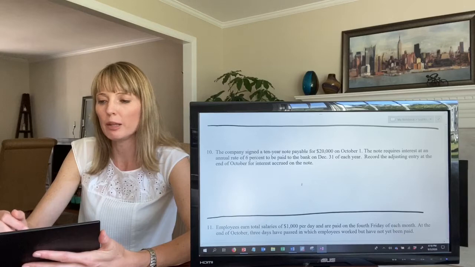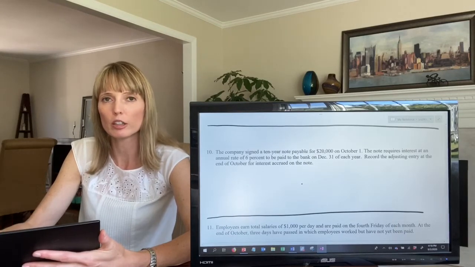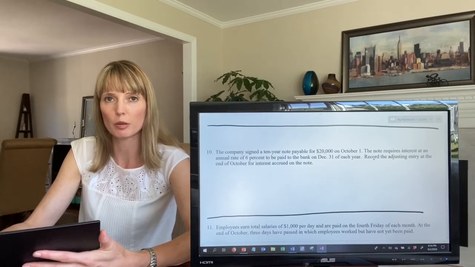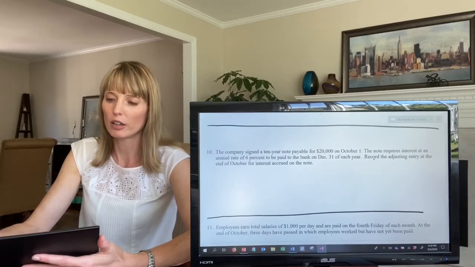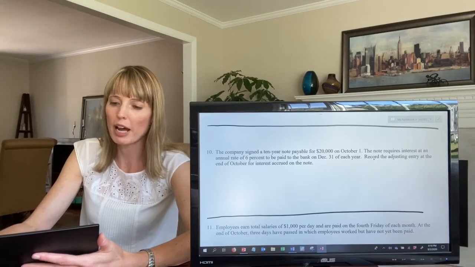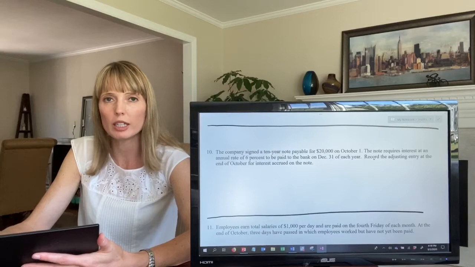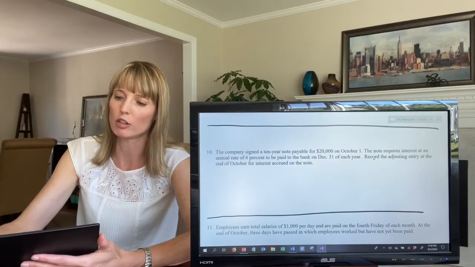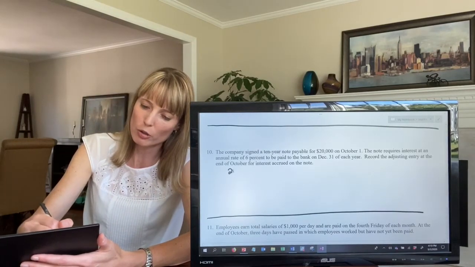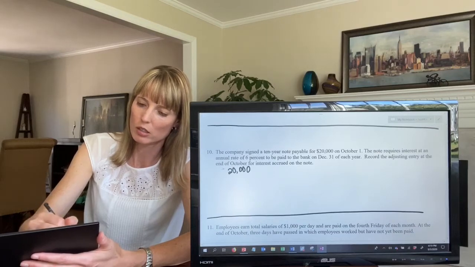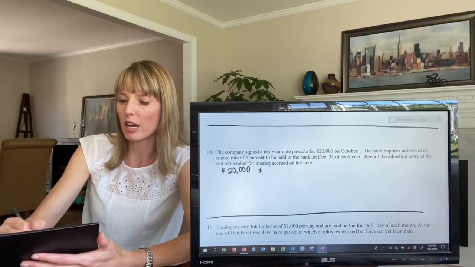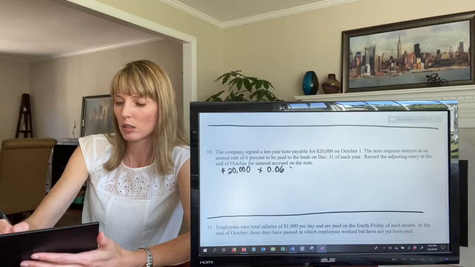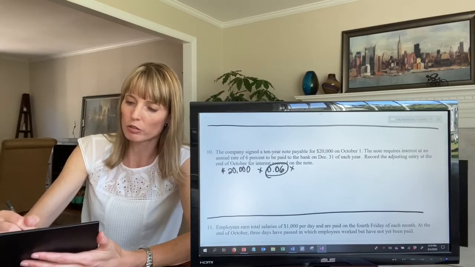So if we made the payment at the end of October, we wouldn't need an adjusting entry. We would just need an entry for the payment. It's the fact that we incur this cost as time passes and we're not making payment that we need to remember. Let's record an adjusting entry. All right, so our note is for $20,000 and interest is at 6%. This is an annual rate.